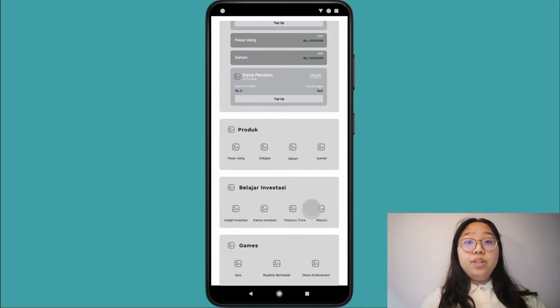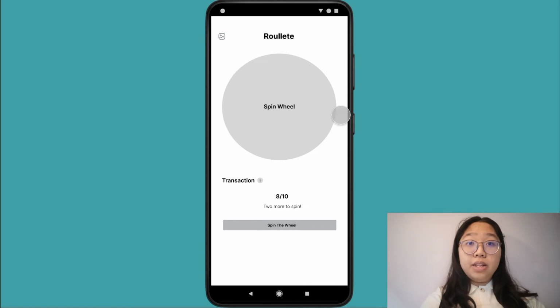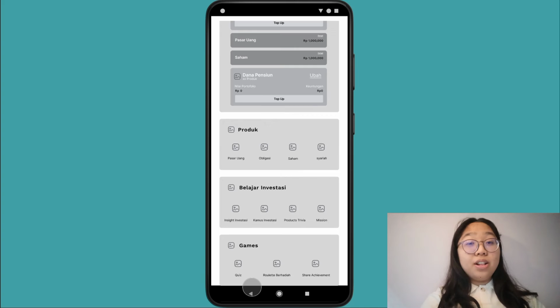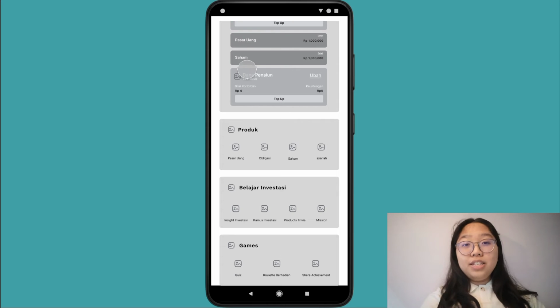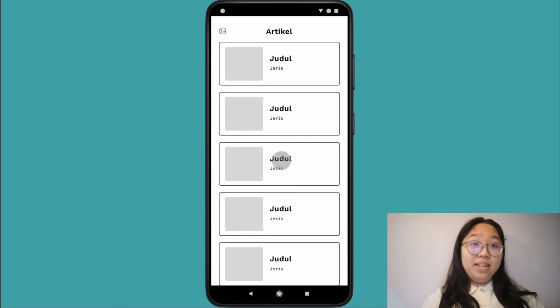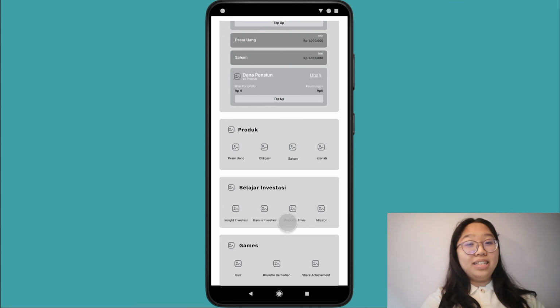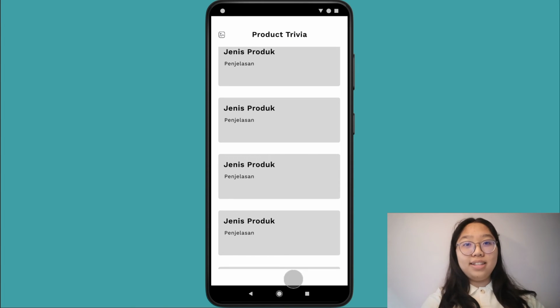Next, for the roulette game itself, the concept is that the user can spin the wheel for every 10 transactions, where there will be vouchers and other prizes. Next, for the quiz, there will be several questions about investment provided to increase user knowledge. Next, the information summary and trivia will contain information about investments and products provided by SeaBank to increase user insight.